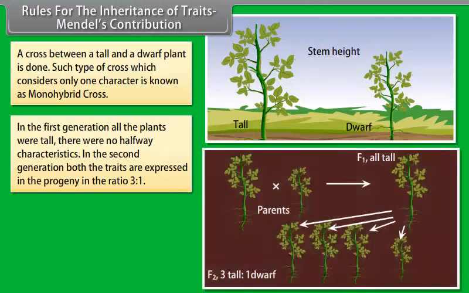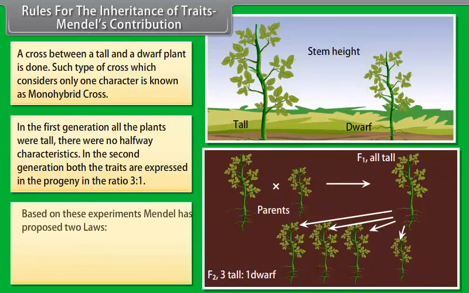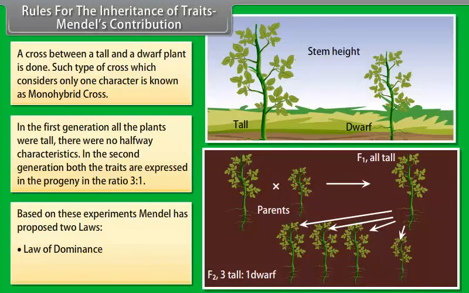In the first generation, all the plants were tall. There were no halfway characteristics. In the second generation, both the traits are expressed in the progeny in the ratio 3:1. Based on these experiments, Mendel proposed 2 laws: the law of dominance and the law of segregation.